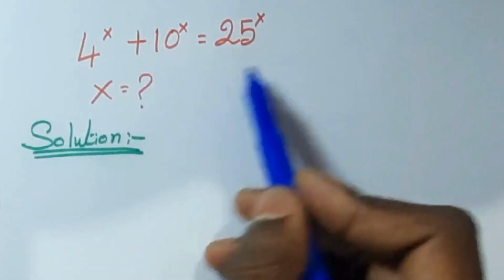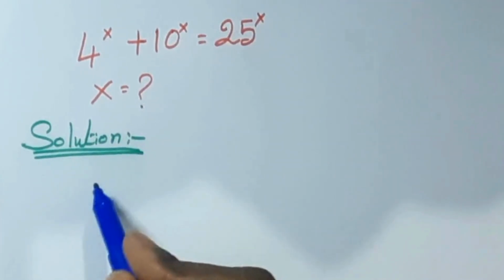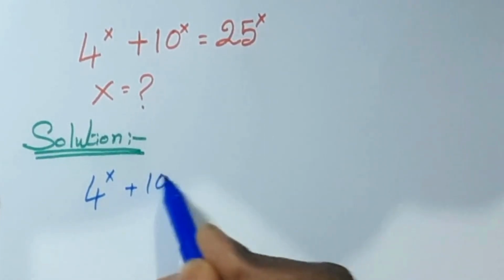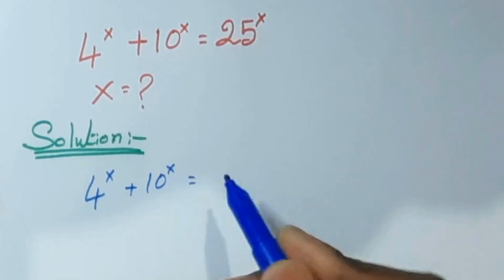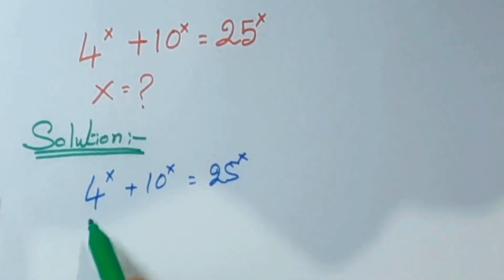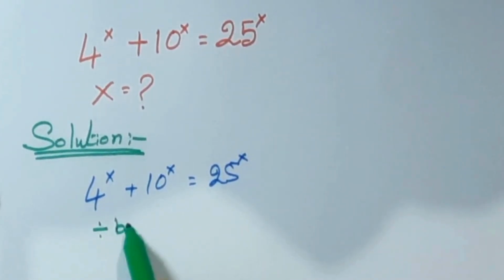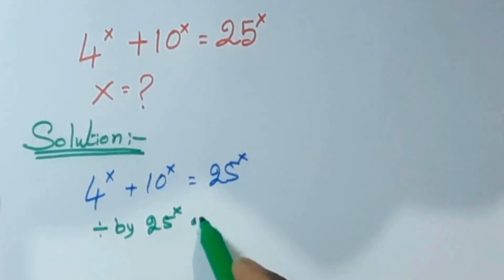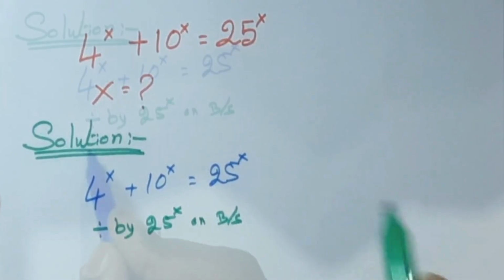Today we are going to solve this equation to find the x value. Solution: 4 to the power of x plus 10 to the power of x equal to 25 to the power of x. Divide by 25 to the power of x on both sides.